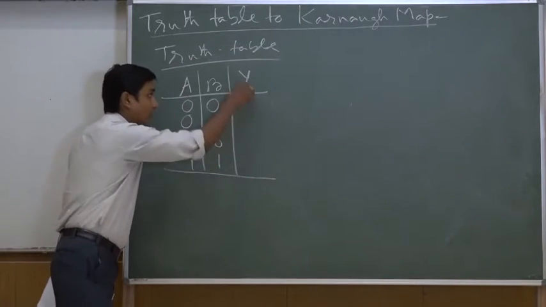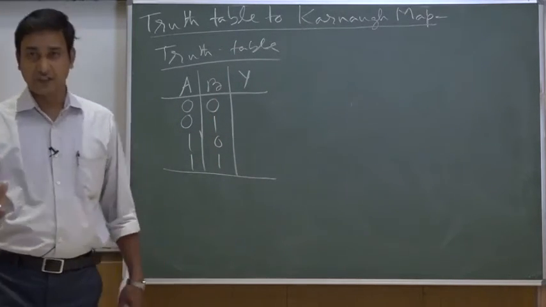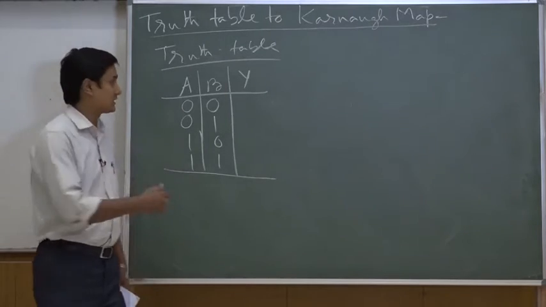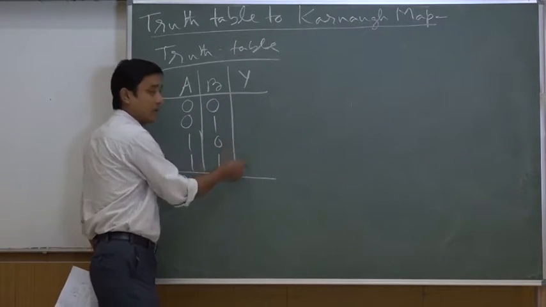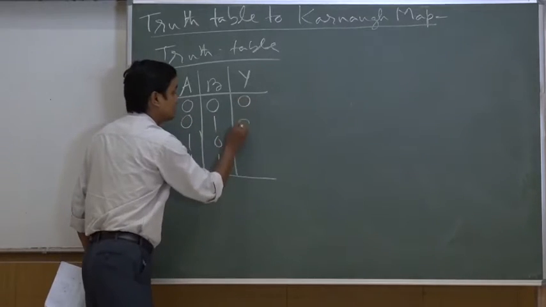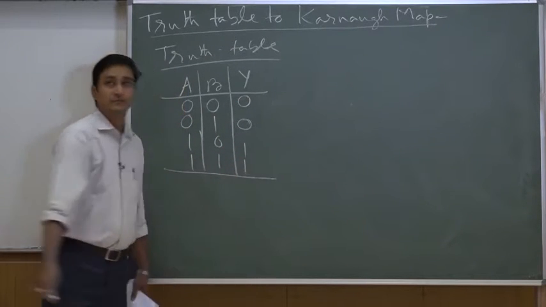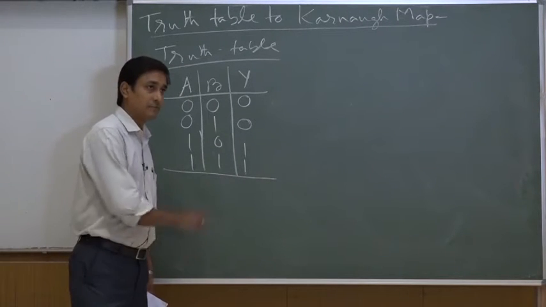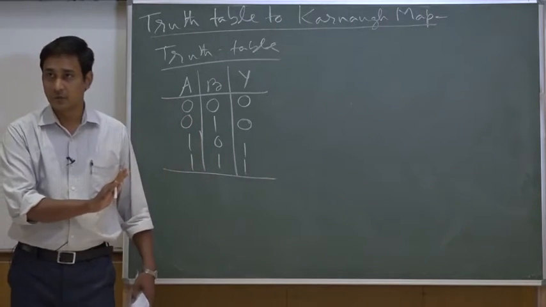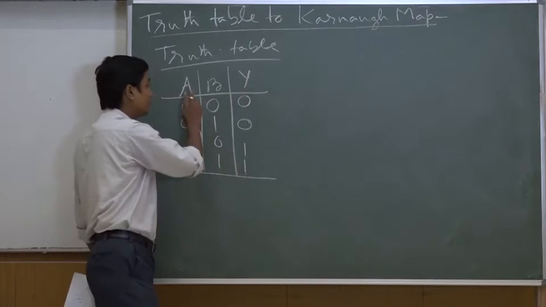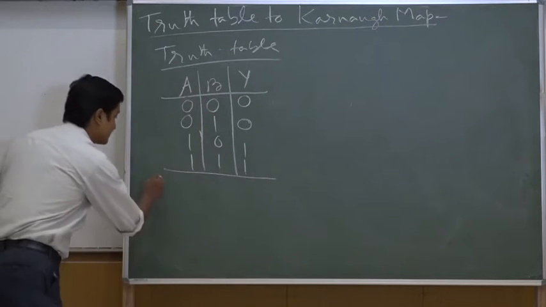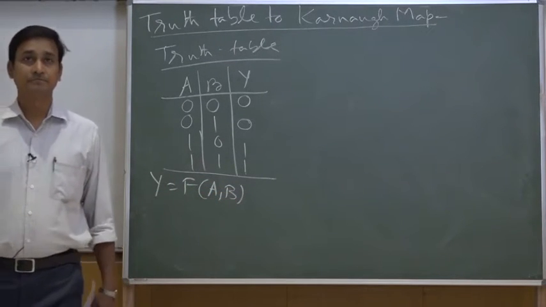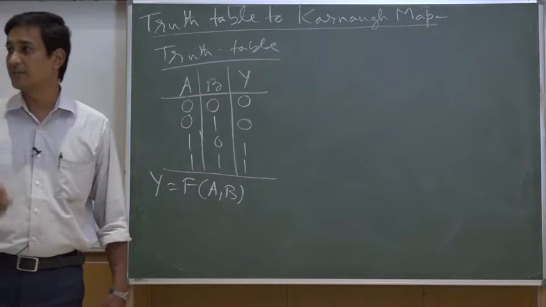Now, Y is the function which will be defined as per our desire. Like we were considering for the OR gate, it was 0, 1, 1, 1. Now, let me take a different one: 0, 0, 1, 1. Is there any well known gate for this? But it is possible to design where Y is defined in this fashion, where the inputs are A and B. So, I can say Y is a function of two variables A and B.